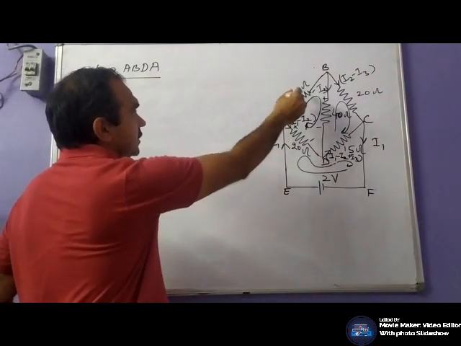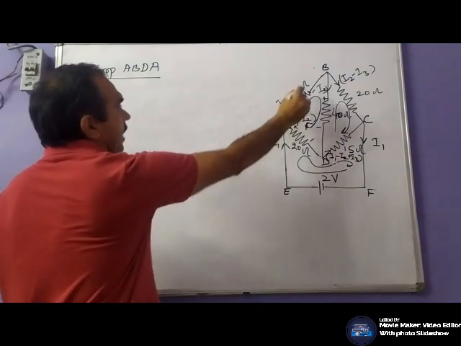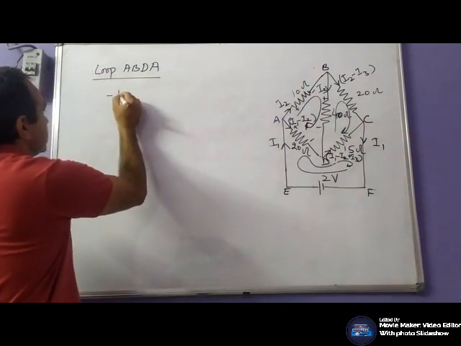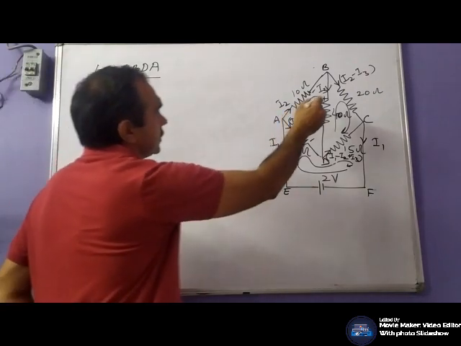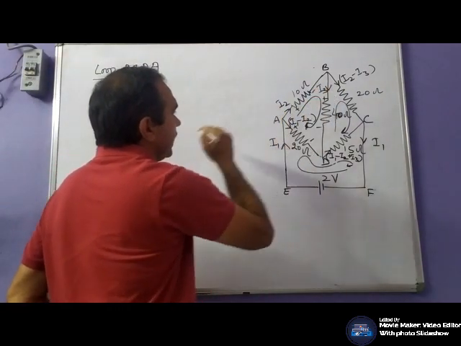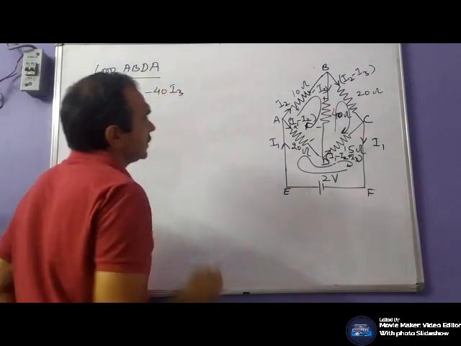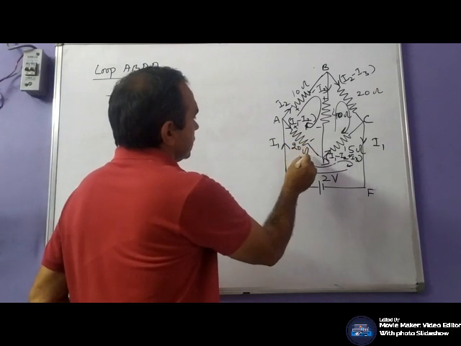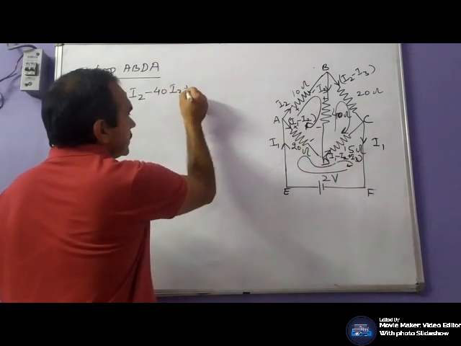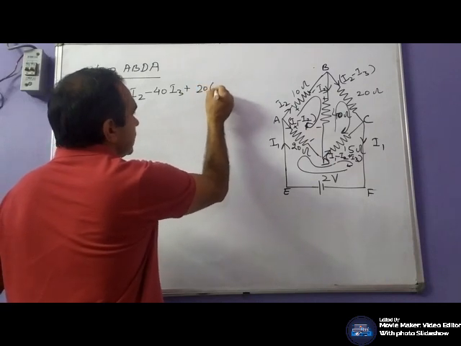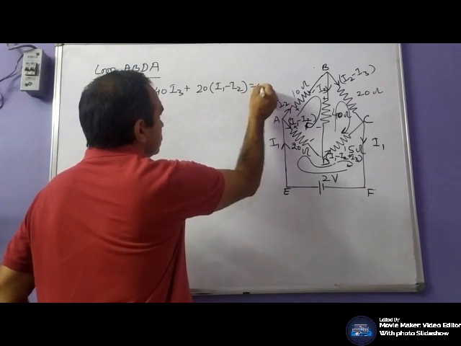Start from here. Yes. We are moving from higher to lower. So minus 10 I2, higher to lower minus 40 I3, lower to higher plus 20 (I1 minus I2) is equal to 0.